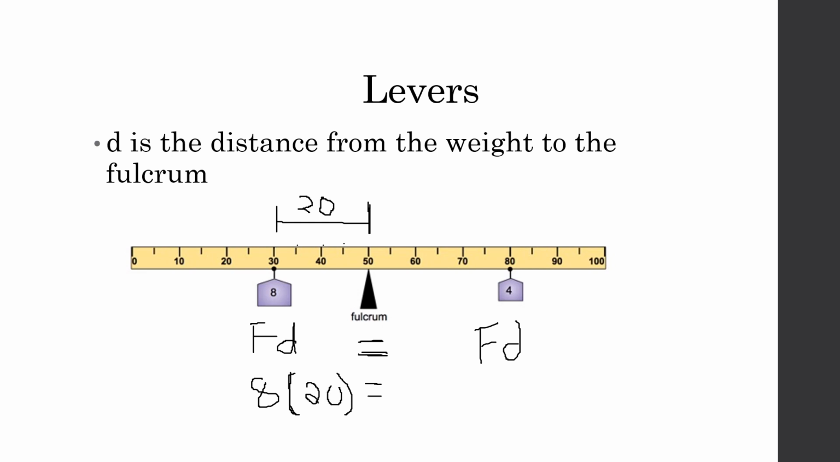This is what is going to mess people up. Okay, now let's look at the right side. The right side has a force mass of 4. What is the distance? Don't say 80. It's not. D is the distance from the weight to the fulcrum. That is 30.